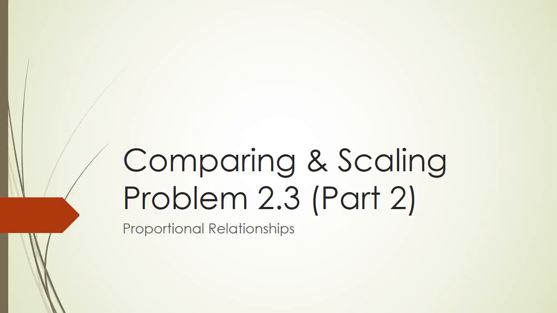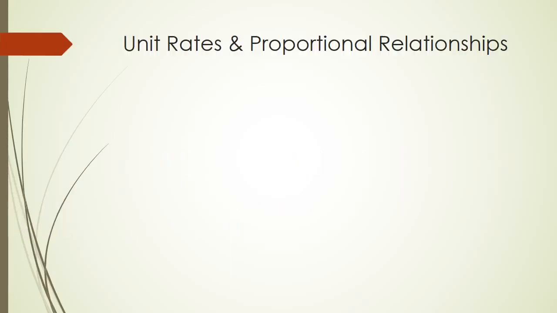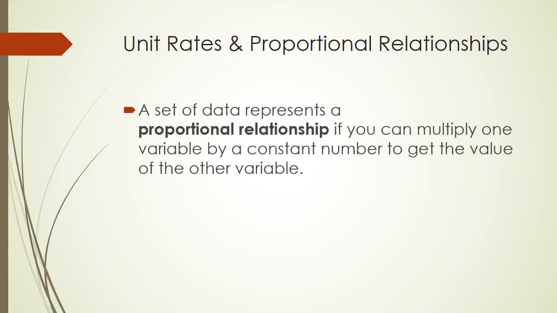This video is about comparing and scaling problem 2.3, part 2, and it's going to cover the topic of proportional relationships. Let's first talk about what a proportional relationship is. The definition would be that a set of data represents a proportional relationship if you can multiply one variable by a constant number to get the value of the other variable.